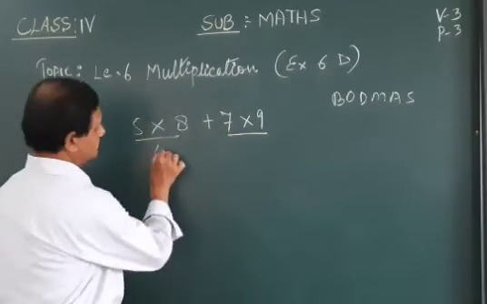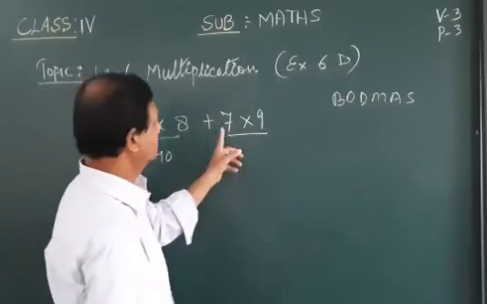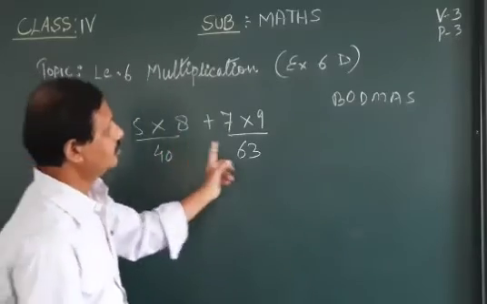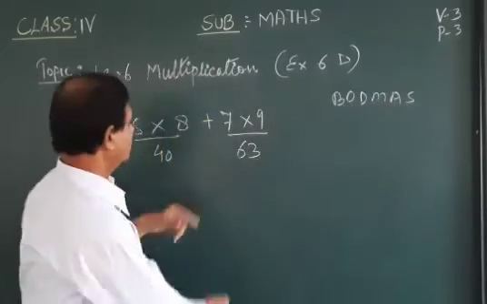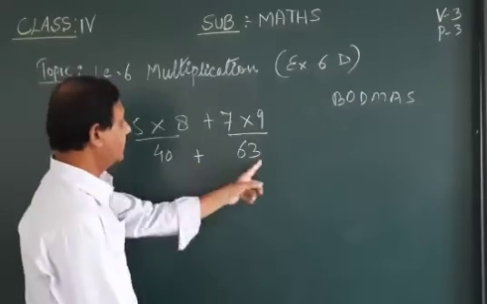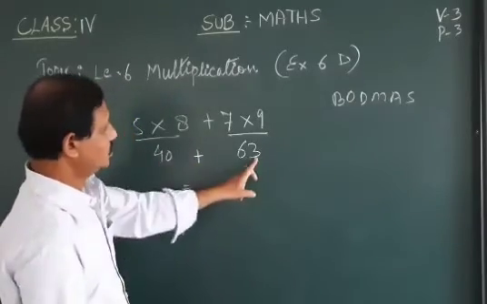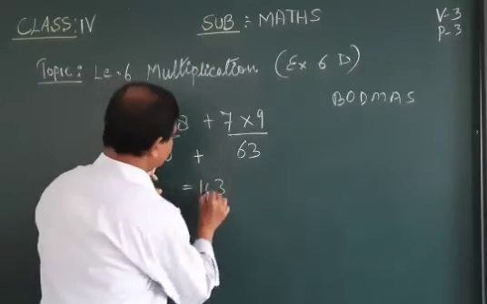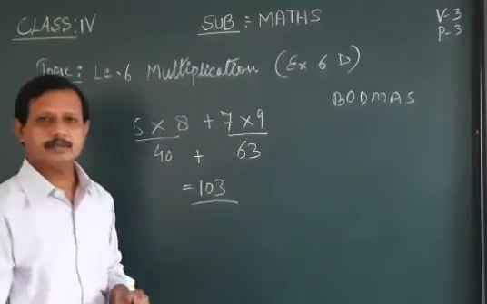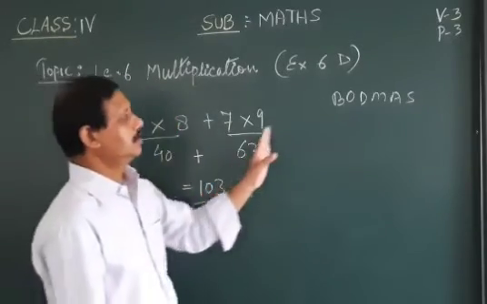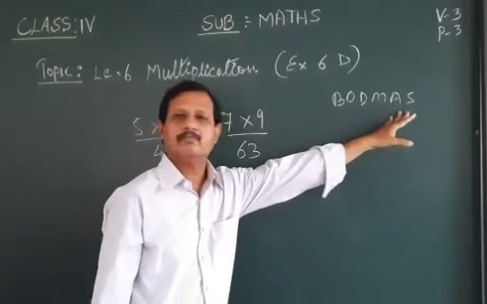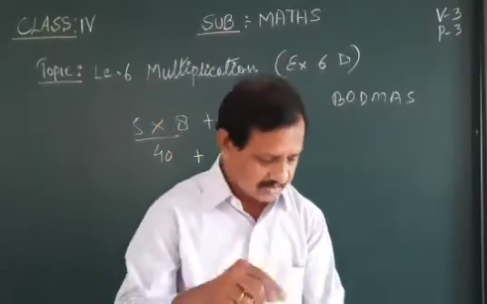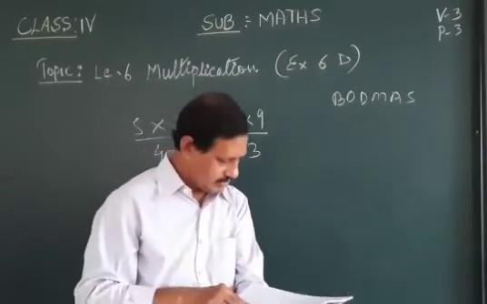8 fives are 40. 9 sevens are 63. Okay, now go for addition. This is all the addition given. Now add this and this. 0 plus 3 will give you 3, 6 plus 4 will give you 10. Understood? This is your answer. So according to this formula, you have to proceed step by step. Take some more questions.